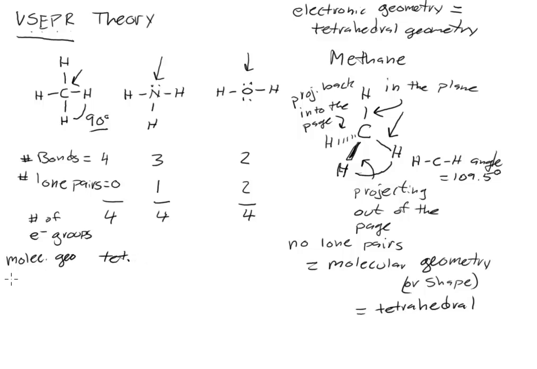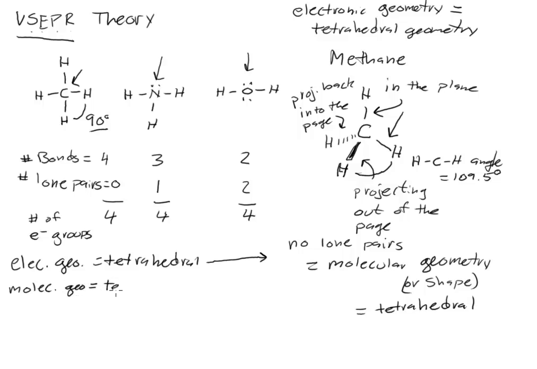Tetrahedral, I'll abbreviate it. I'm sorry, let me put electronic geometry first. So electronic geometry equals tetrahedral, and that's for all of these, so we'll make that stretch for methane, ammonia, and water. And the molecular geometry, in this case, equals tetrahedral.